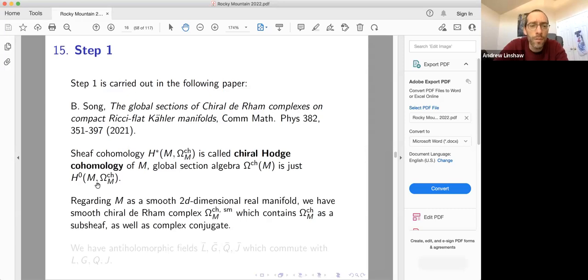So what he does is he thinks of M as a smooth 2D dimensional real manifold. And so I'm going to have different notation for the smooth chiral de Rham complex. This omega chiral smooth means this larger object, which contains the holomorphic version as a subsheaf, and it also has the complex conjugate as a subsheaf. And so there are some anti-holomorphic fields. The original ones that I had, L, G, Q, and J, that generate the n equals 2 structure are the holomorphic ones, and then these are the anti-holomorphic ones that commute with the holomorphic ones.